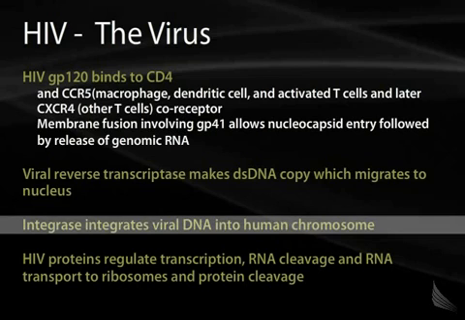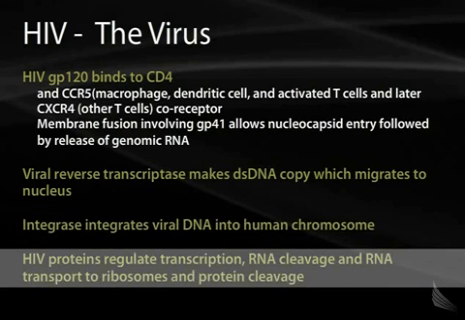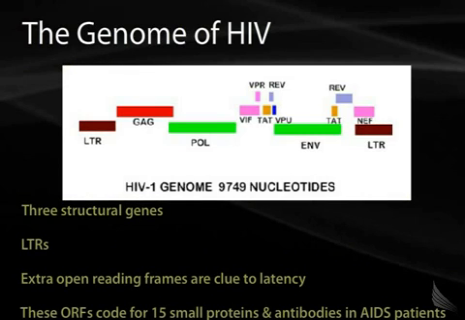Integrase helps it get the viral DNA into the human chromosome. And HIV proteins regulate transcription, RNA cleavage, RNA transport to ribosomes, and protein cleavage. The genome of HIV has a number of the genes we've already talked about, like GAG, POL, ENV. You've also got TAT and VIF, and you've got long terminal repeats on each side.